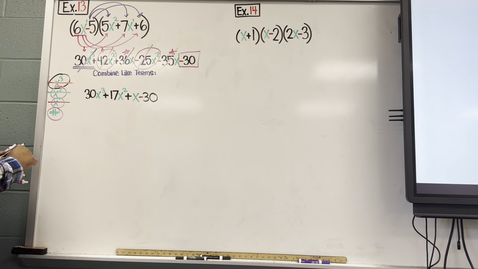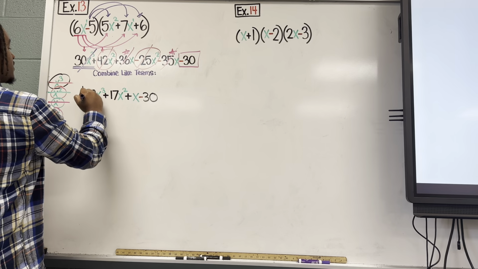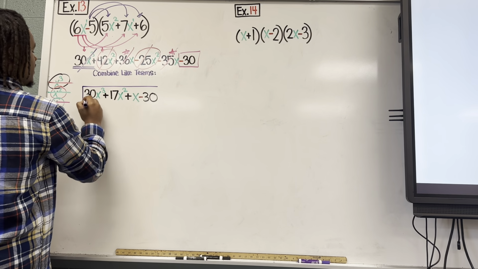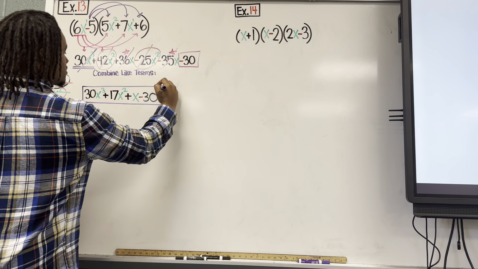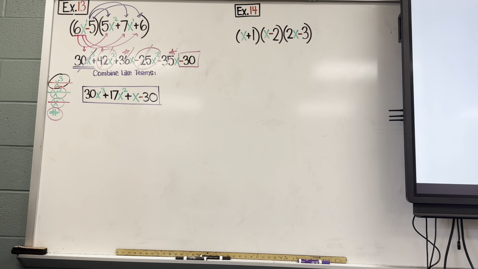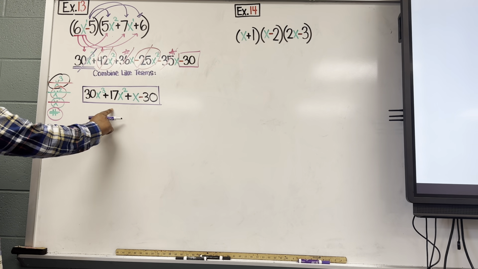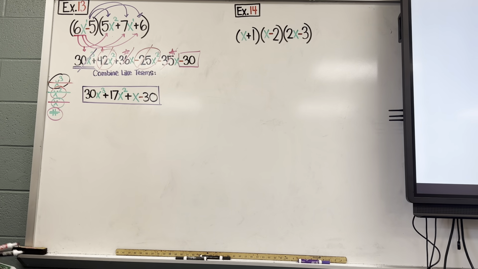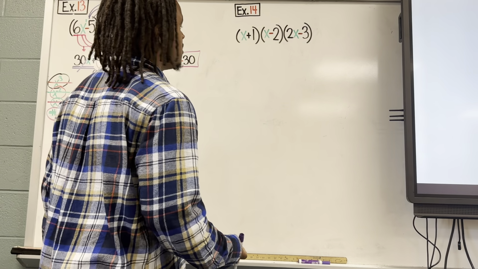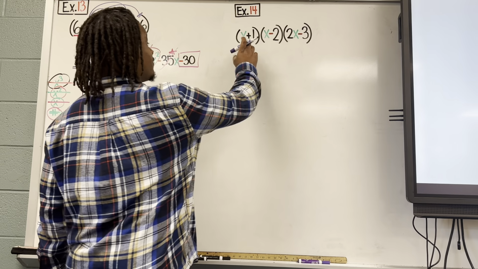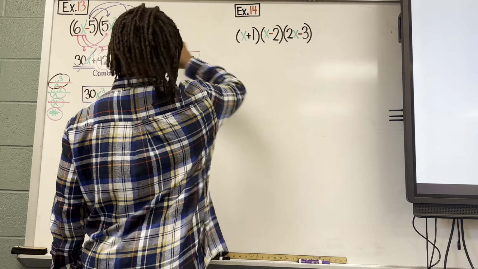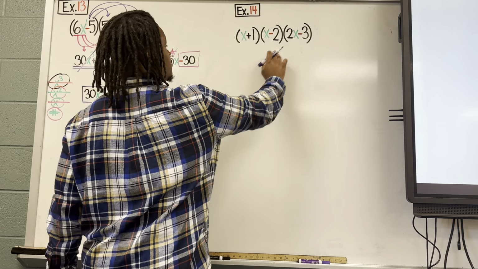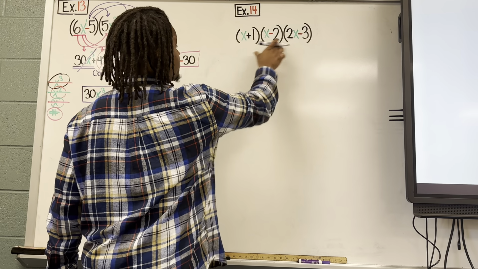All right. So there we go, guys. We have successfully simplified this whole expression to 30x to the third power plus 17x to the second power plus x minus 30. Now, in this example over here, guys, if you notice, we have 3 parentheses instead of 2 parentheses where we have to multiply and factor together. We actually have 3 parentheses.